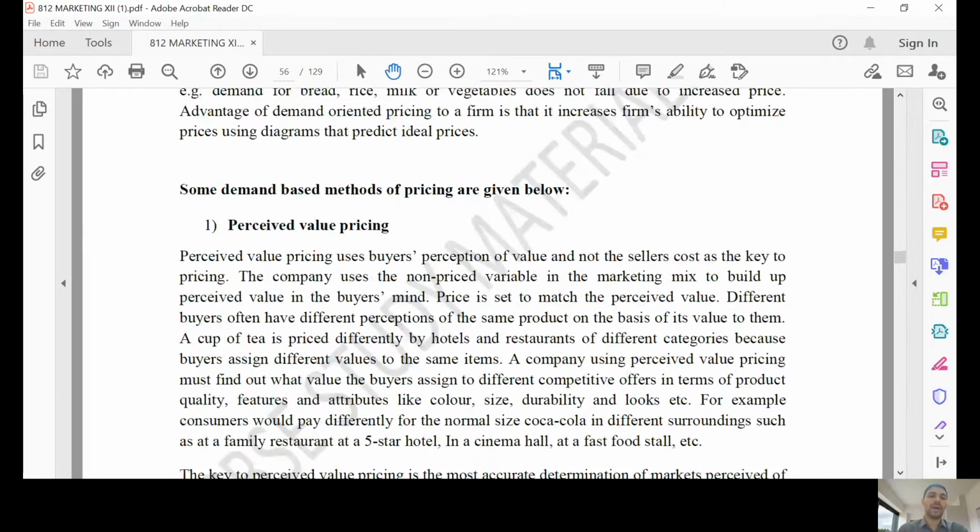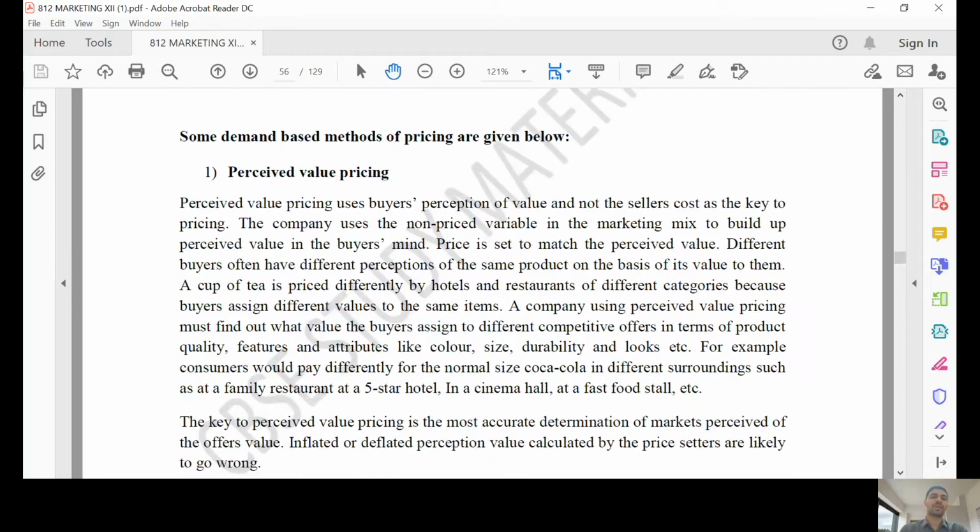Some demand-based methods of pricing are given below. First one is perceived value pricing. So here the company is fixing the price of the product according to the perception of the customer. Companies like iPhone, BMW, they set higher price because customers perceive that all these products are unique products. This product will add to the status of the customer. That is why the marketer is fixing higher price. The price is fixed according to the perception of the customer.